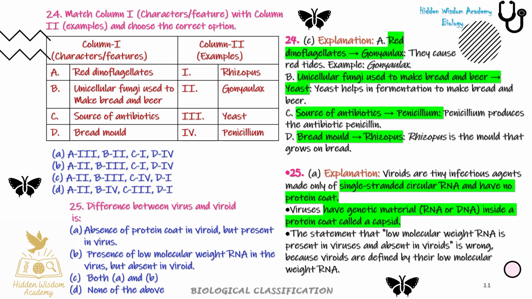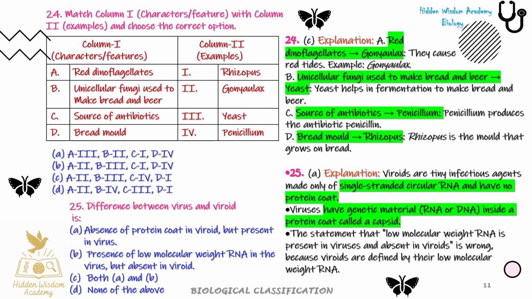Question 25. The difference between virus and viroid is: Option A. Absence of protein coat in viroid, but present in virus. Option B. Presence of low molecular weight RNA in the virus but absent in viroid. Option C. Both A and B. Option D. None of the above.